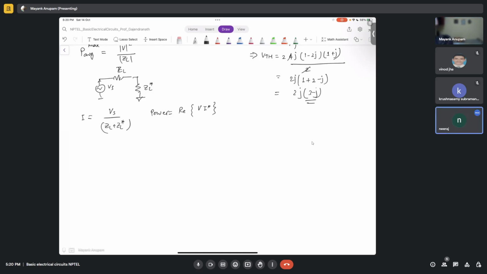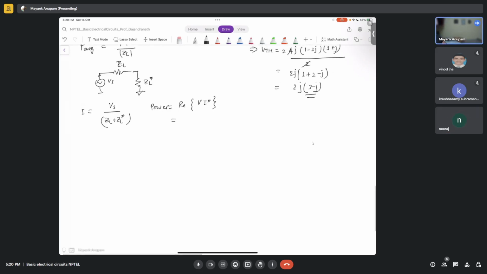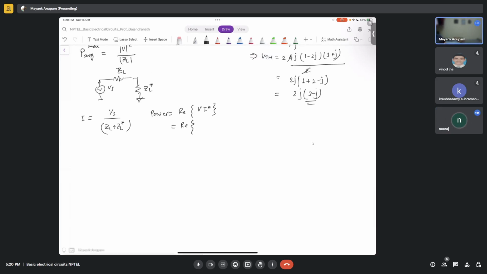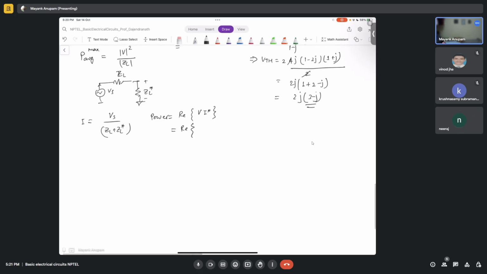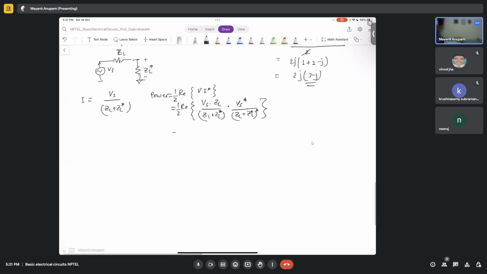Okay, sir. So this is real of, what is V across this? This is Vs into ZL upon ZL plus ZL conjugate, right? And into I conjugate. What is I conjugate? Vs conjugate divided by ZL plus ZL conjugate, right? By the way, there is a half factor involved here, so it is half of this. Tell me how much is this now?